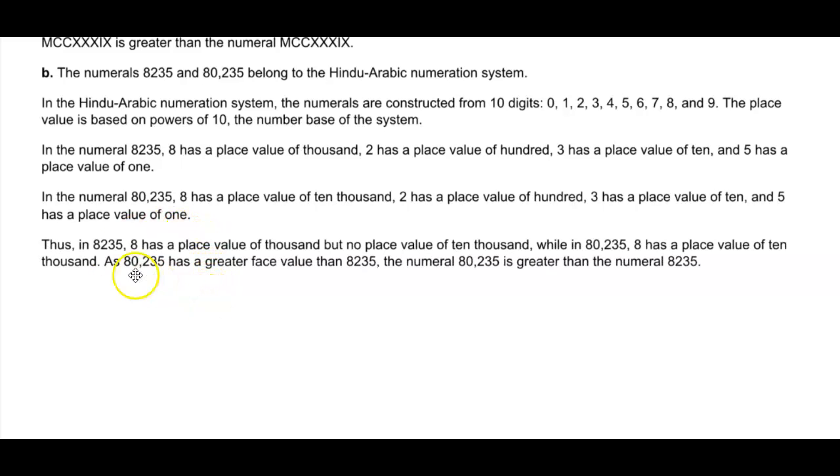Thus, in the number 8,235, 8 has a place value of 1,000, but no place value of 10,000, while in 80,235, 8 has a place value of 10,000. As 80,235 has a greater face value than 8,235, the numeral 80,235 is greater than the numeral 8,235.